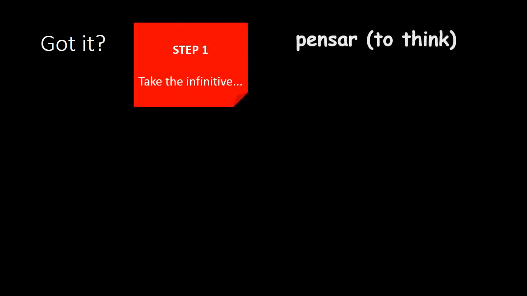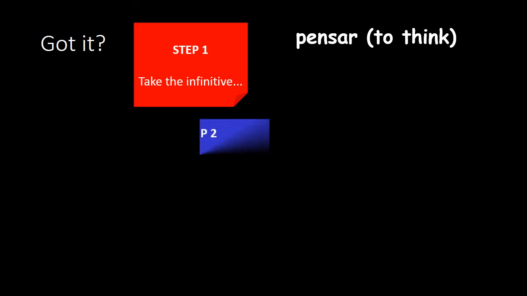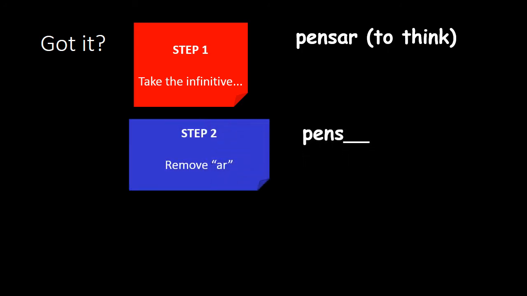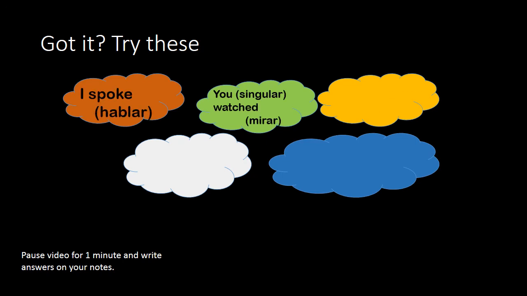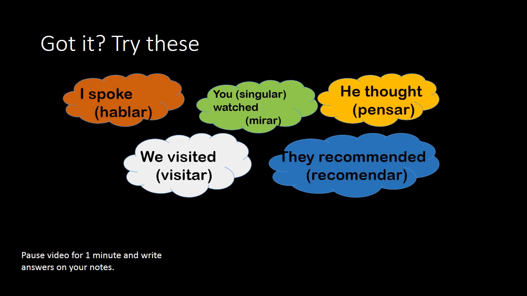So here's a little breakdown. Step one, take the infinitive, in this case pensar, remove the AR, leaving you with pens, and add the ending you need. For example, if it was I thought, you'd add the é on the end, pensé. Okay, so pause the video and have a go at these five.